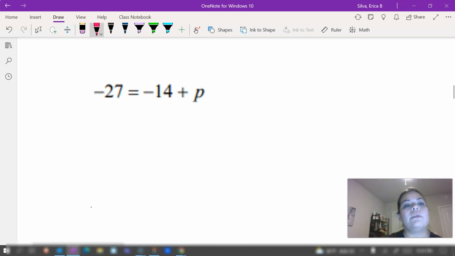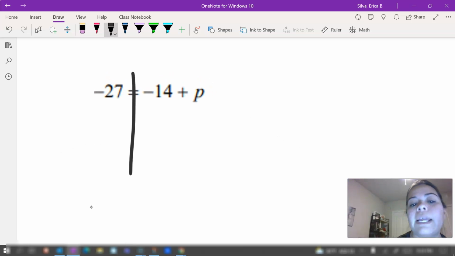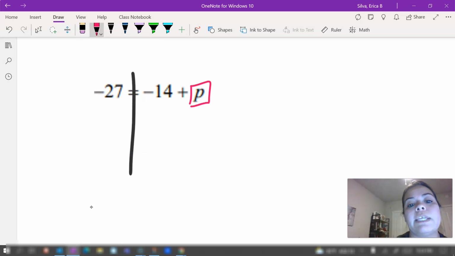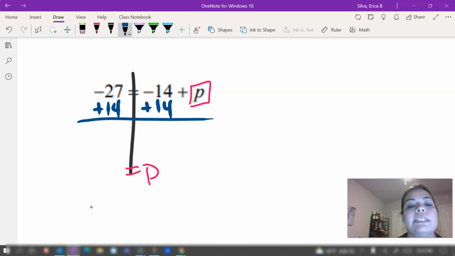Let's look at the next one. Put the line down the equal sign. Look for the variable that we're solving for. In this case, it's p. So let's start with p equals. That negative 14 is what's keeping us from having that p by itself. So we're going to be adding 14 because the inverse of subtraction is addition.